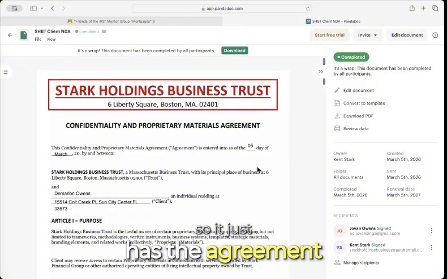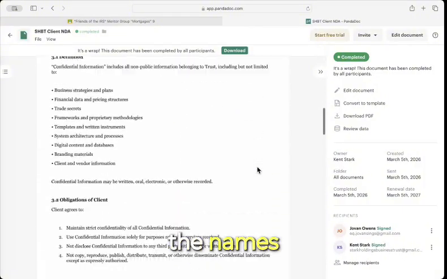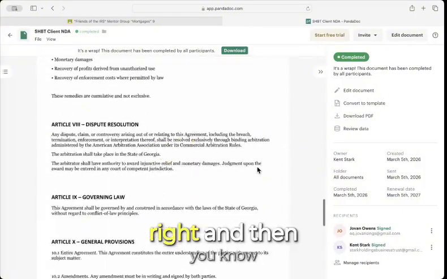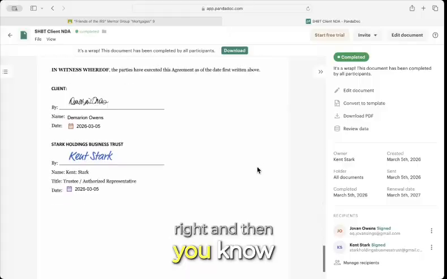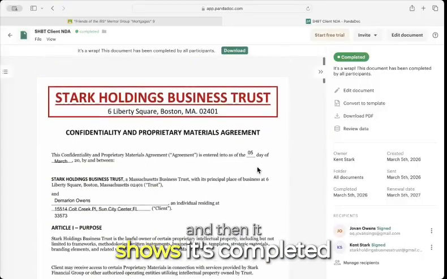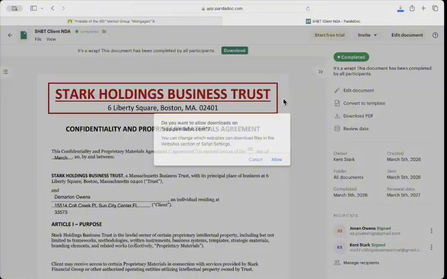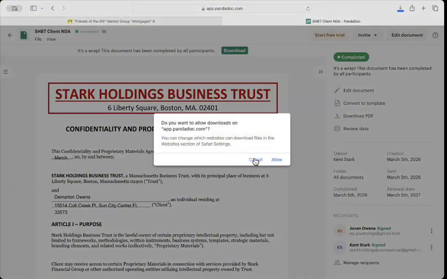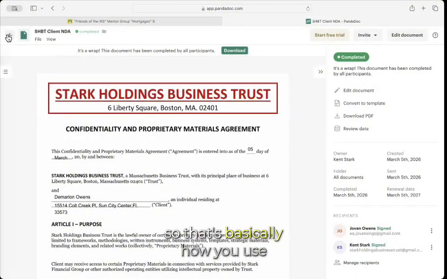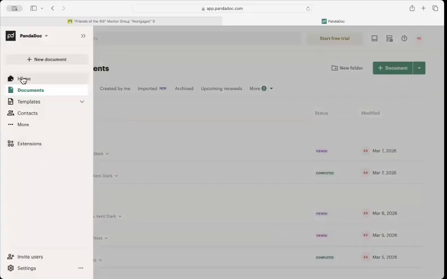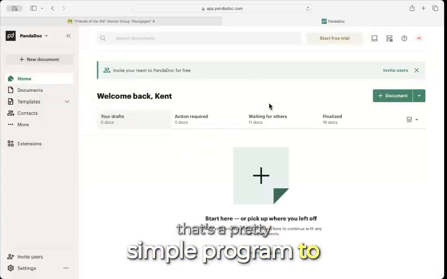So it just has the agreement and everything you filled in on it and the names, right? And then it's got both their signatures and then it shows as completed and then I can download it. So that's basically how you use that. That's a pretty simple program to use.